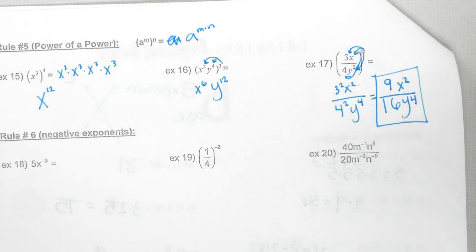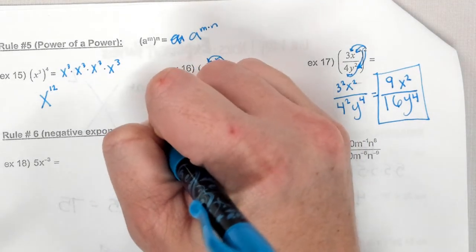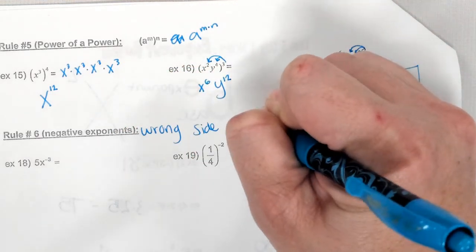Okay, last rule is your negative exponent rule. Okay? Negative exponents mean it's on the wrong side of the fraction.